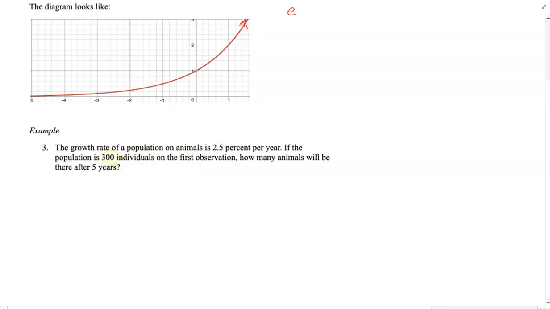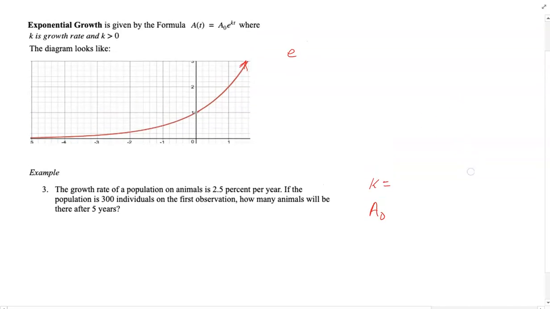If the population has 300 individuals, so that is what you begin with, right? So let's say that was A sub 0 equals 300. K will be equal to 0.025, that's 2.5%. We write the k as a decimal, okay? And we want to find out how many animals there will be in 5 years. So t equals 5 years.